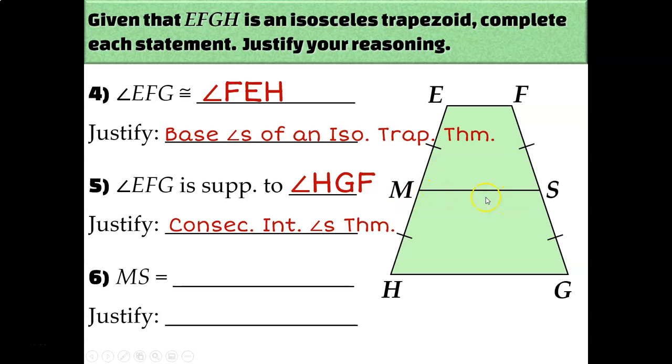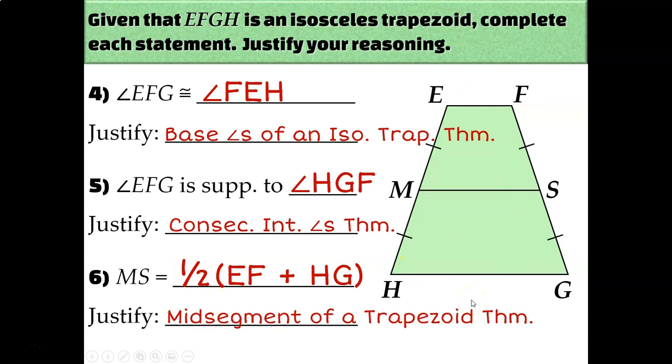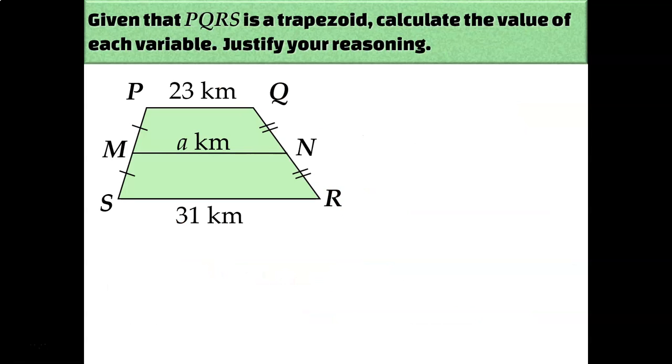Okay, well, how long is MS? Well, we don't know any numbers, so we're just going to have to represent this with the side lengths. MS is the midsegment, and the midsegment is equal to the average of the bases. In other words, you take 1/2 of the sum of EF and HG. So let's actually do a problem where we calculate the length of that midsegment.